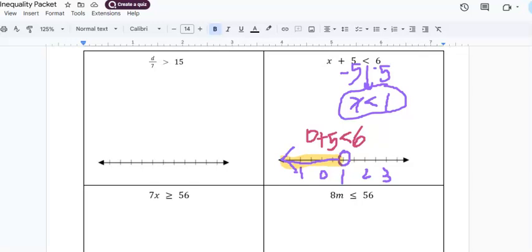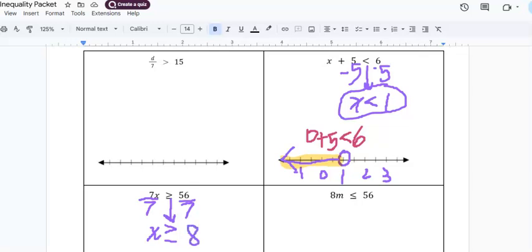This says 7 times a number is greater than or equal to 56. To solve this one, I'm going to divide, because that's the opposite operation. So I divide by 7. I get x, because 7 divided by 7 is 1x. I'm going to bring this symbol down, and I think it's greater than or equal to at this point. And 56 divided by 7 is 8.